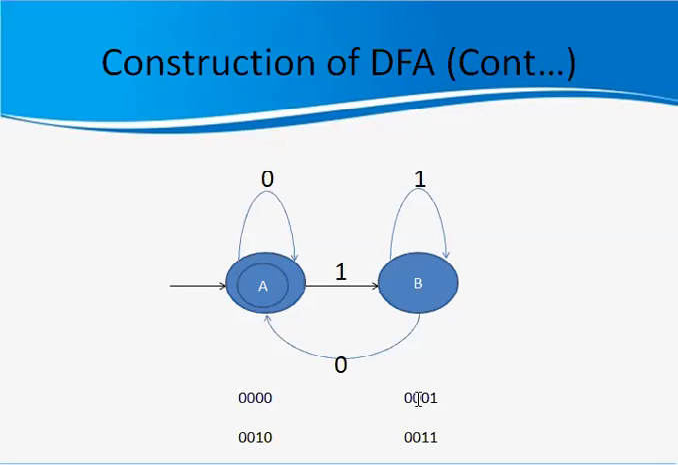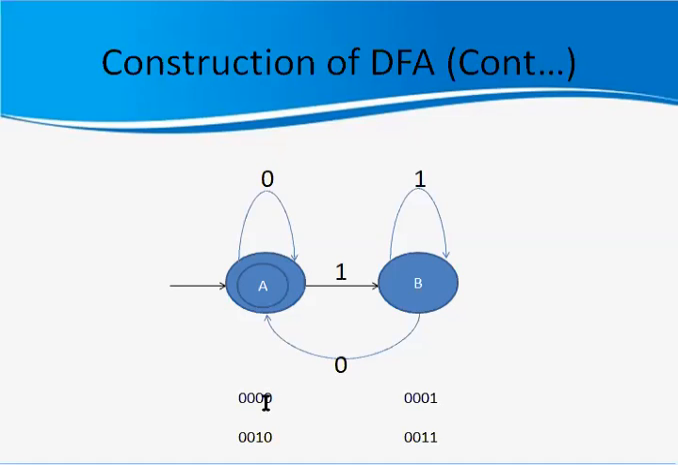Now this input string, when interpreted as binary number and converted to decimal number, that is 1, gives 1 as remainder when divided by 2. Now this number 0011 is equivalent to decimal number 3 and it also gives remainder 1 when divided by 2. So we have to design the DFA that will reject these strings and that can accept this type of strings.